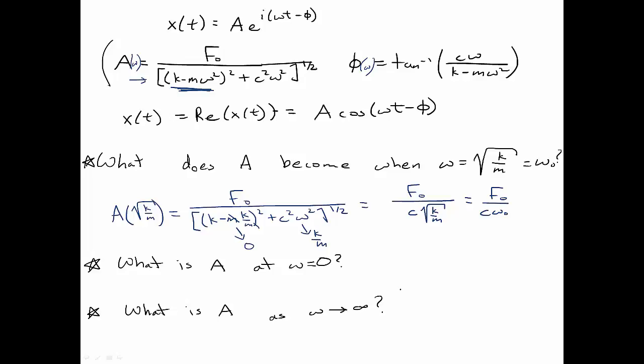I'm going to go to the next page so I have enough room to write this out. The amplitude at 0 is just f naught over the square root of k squared, so it's just f naught over k. And when you take the amplitude at infinity, we have f naught divided by infinity plus infinity. Squares and square roots of infinities are still infinity, and 1 over anything over infinity goes to 0.